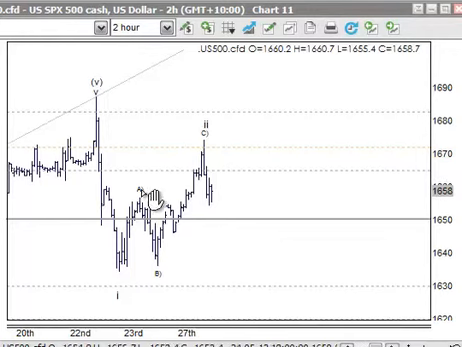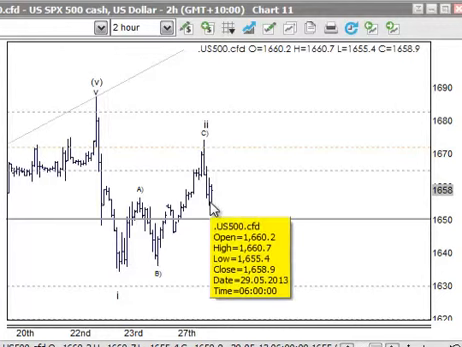The A wave here is complete, the B wave is fine, the C wave here is normally in five waves, and we don't have that five waves yet. We have the wave one, the wave two, the wave three here, and this looks like a wave four here.